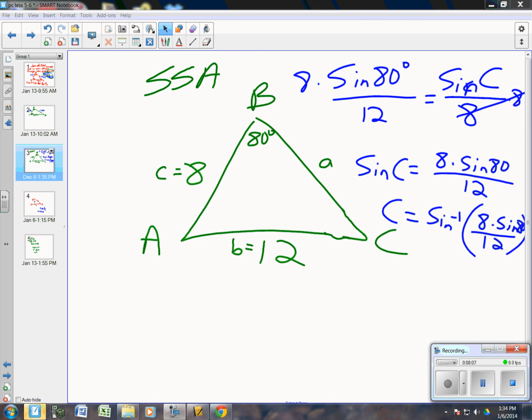And what did you get, Zach? 41.0 what? Degrees, right? So there's my answer for that C. Once you know two angles, you get the third, right? Yay! We did it! What is this one?